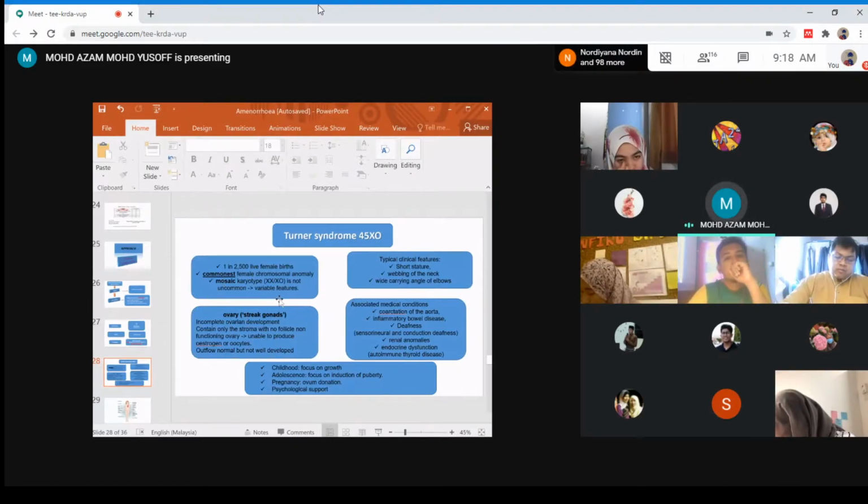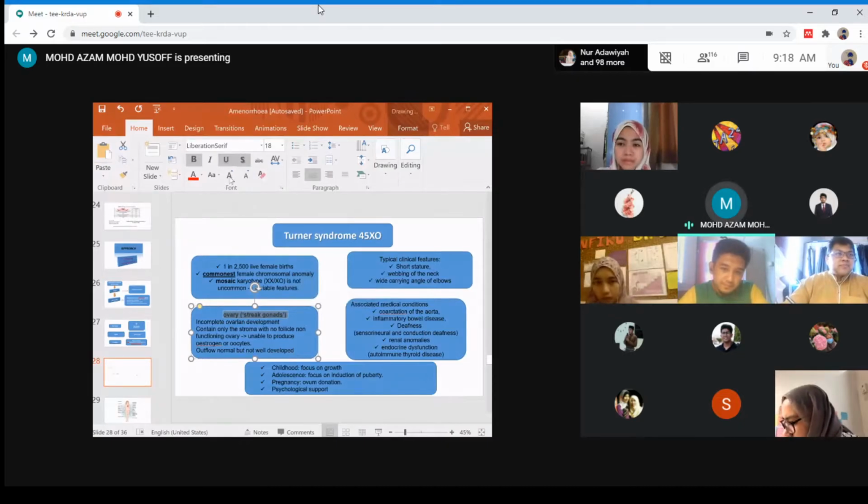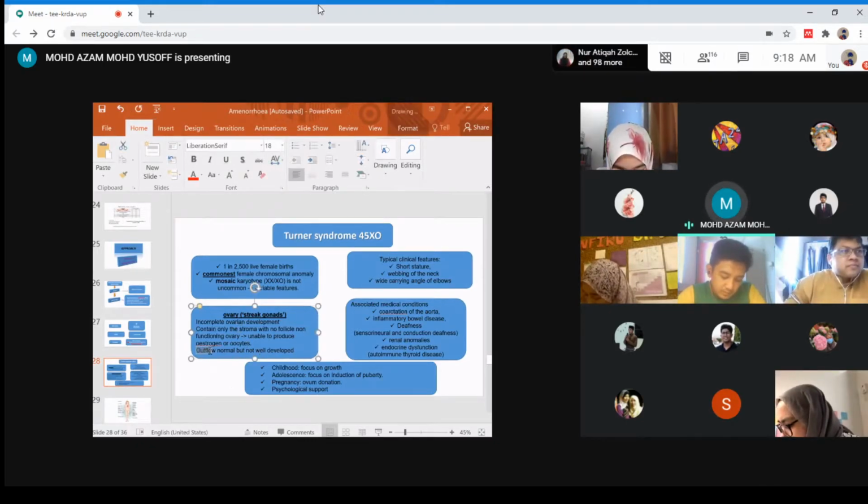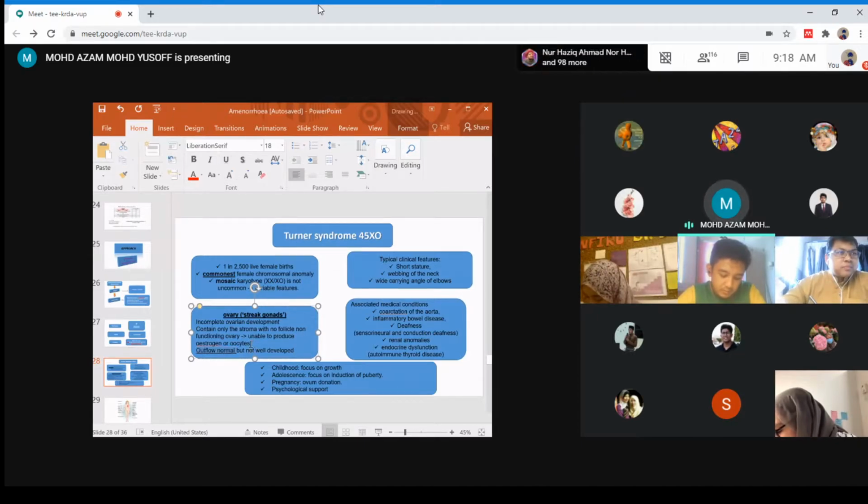The key feature of Turner syndrome is the ovary. The ovary is absent, or sometimes present but only as a strip of tissue which is not functioning. Both ovaries are non-functioning. The outflow can be normal, but because she doesn't have estrogen, it is not developed.